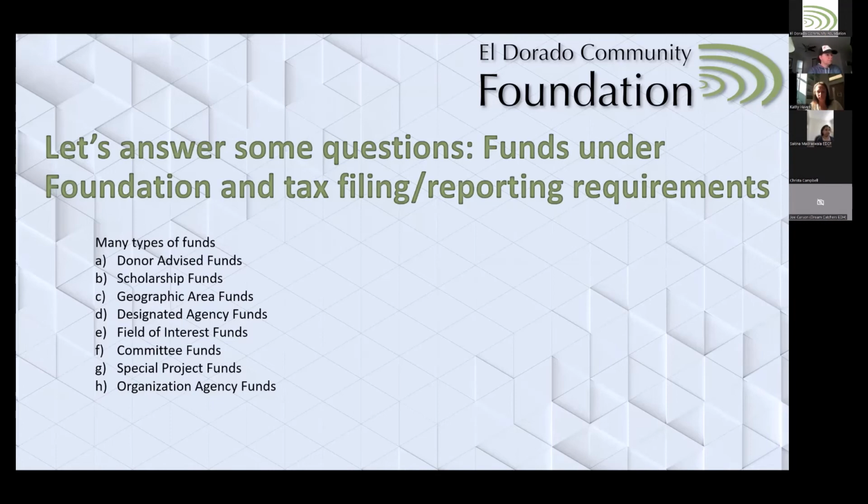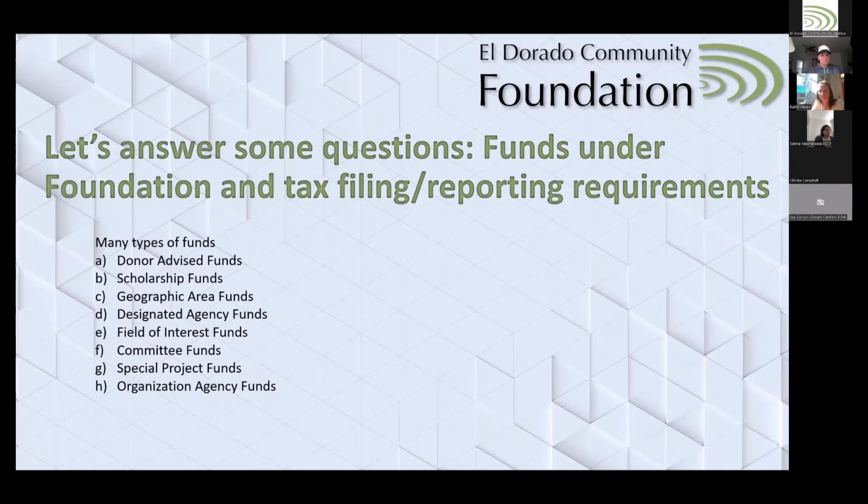Like, for instance, geographic area versus committee. They're very similar, but certain restrictions are there for geographic area, which committee funds don't have. The field of interest funds, like Fostering Success, run a whole program. We pay all their expenses, we pay everything out, we do their 990 filing, we do everything, but they have admin fees which are greater than all the other funds, just because they are more labor intensive to the foundation.